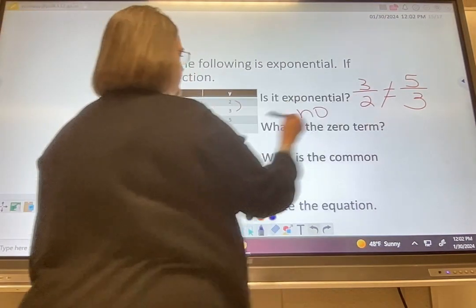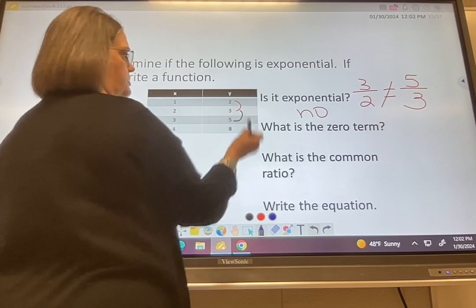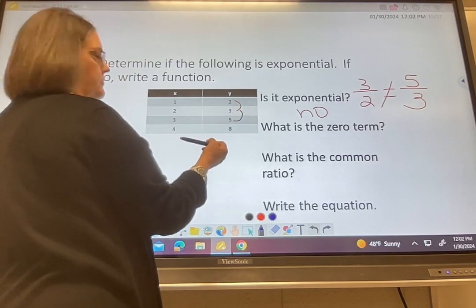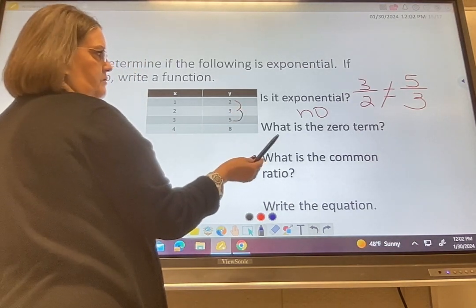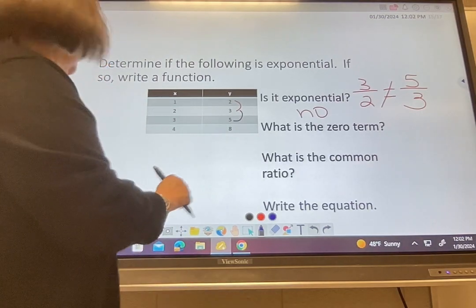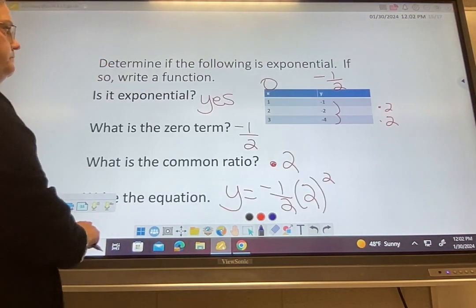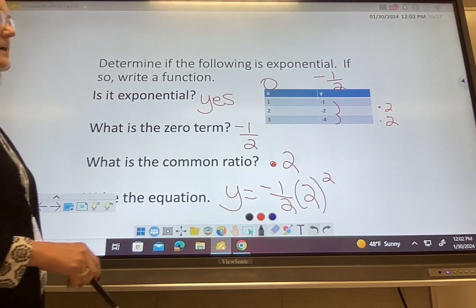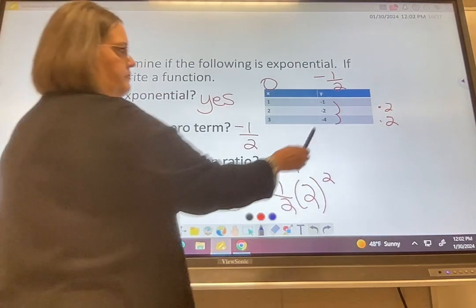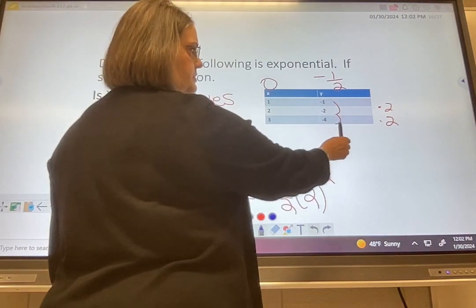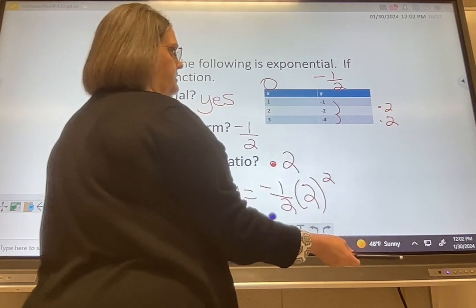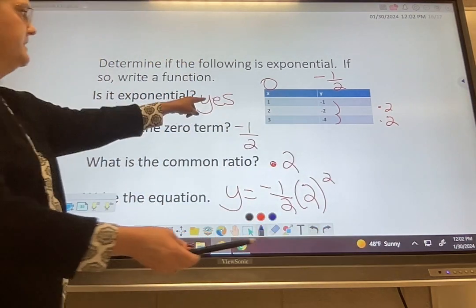That's 3/2, and then we try it this way too, and that becomes 5/3. 3/2 does not equal 5/3, so this one is not exponential. We look at this one, we can clearly see that we are doing times 2 down through here, so it is exponential.